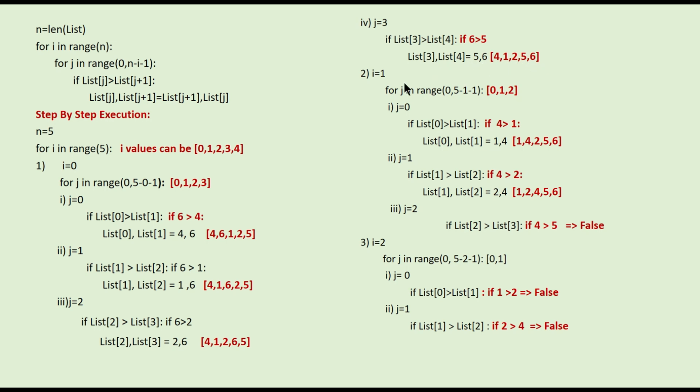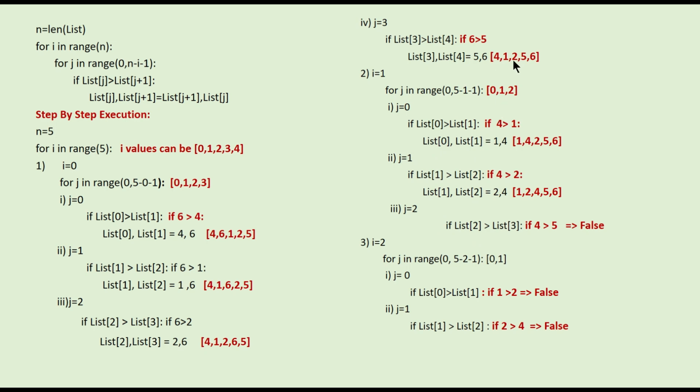Right? So now I am going to execute the set of statements with the I value 1. We have already executed the set of statements with I value 0. Now I will take the value as 1 and I have to repeat the same process. Okay, so look at this: for j in range of 0 comma 5 minus I minus 1. What is the value of I now? It is 1. So 5 minus 1 minus 1. What is it? It is range of 0 comma 3. So range of 0 comma 3 will give you the values 0 comma 1 comma 2. So the set of statements will be executed 3 times.